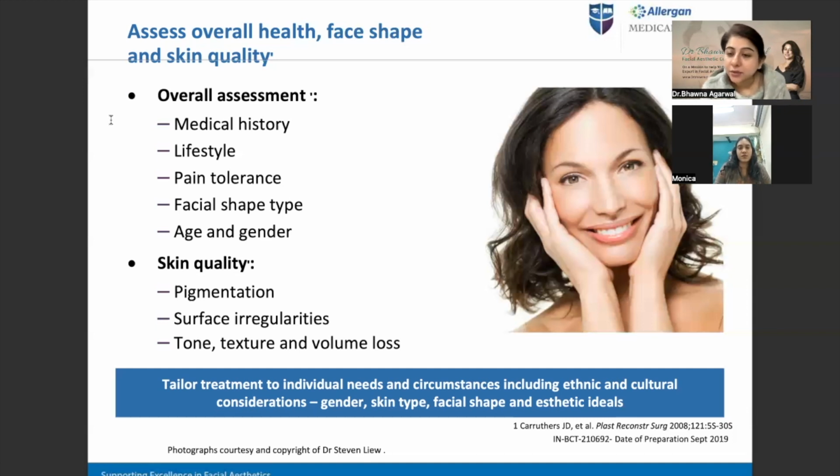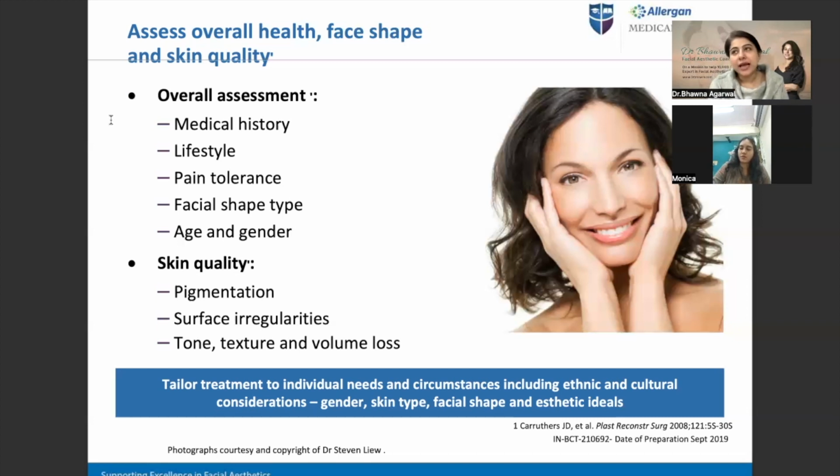Then another very important thing is the pain tolerance. You have to be aware of how pain tolerant your patient is. Now this pain tolerance is very important, and I have also done a YouTube video on pain tolerance. You can just check my channel, on how to make Botox less painful.